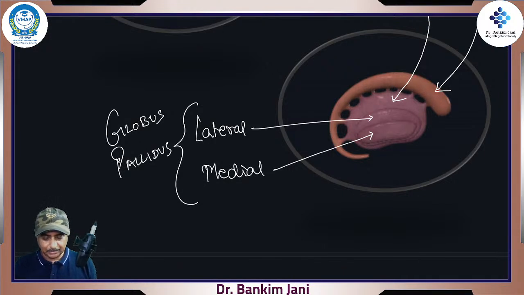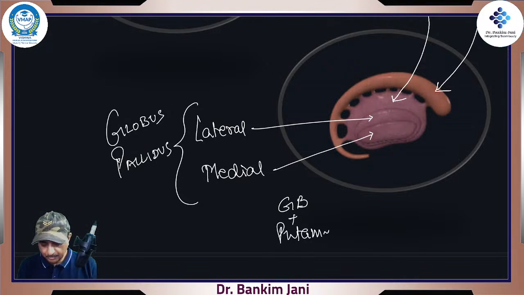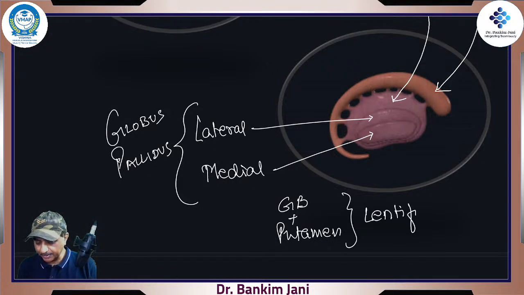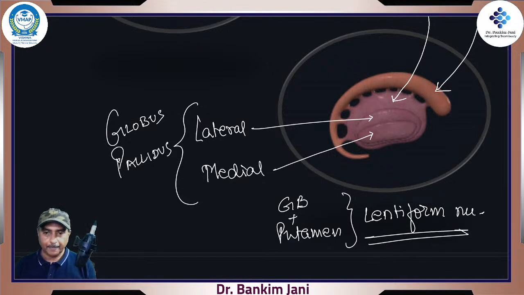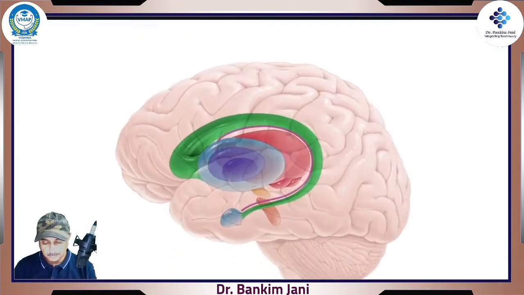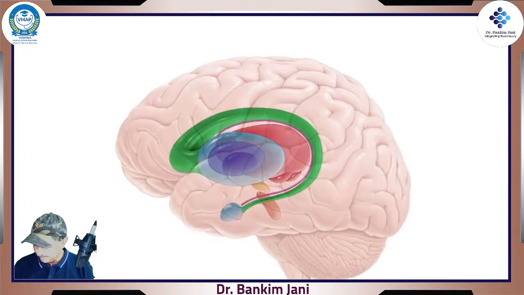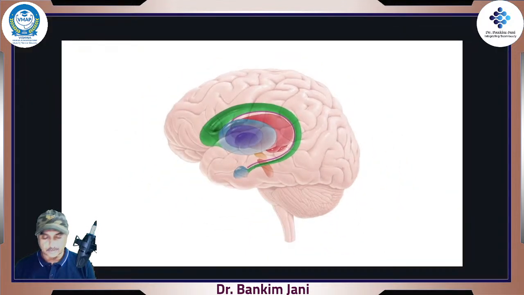So once again, just for clarity, globus pallidus plus putamen, that is lentiform nucleus. Okay. Now let's start watching all of them individually along with their functions. We start with caudate nucleus.